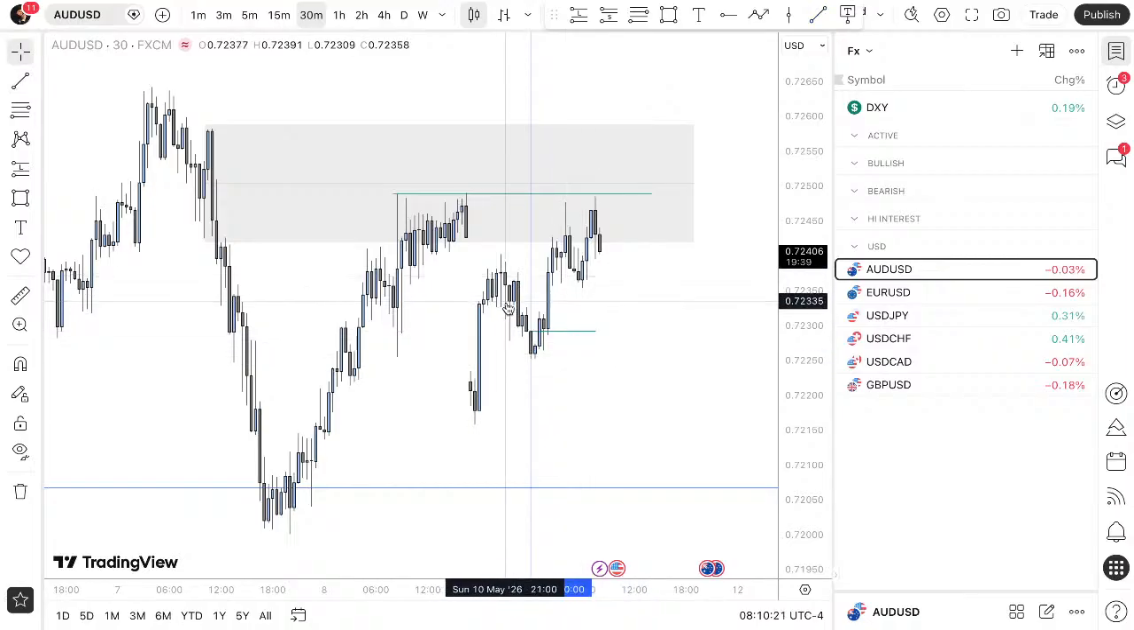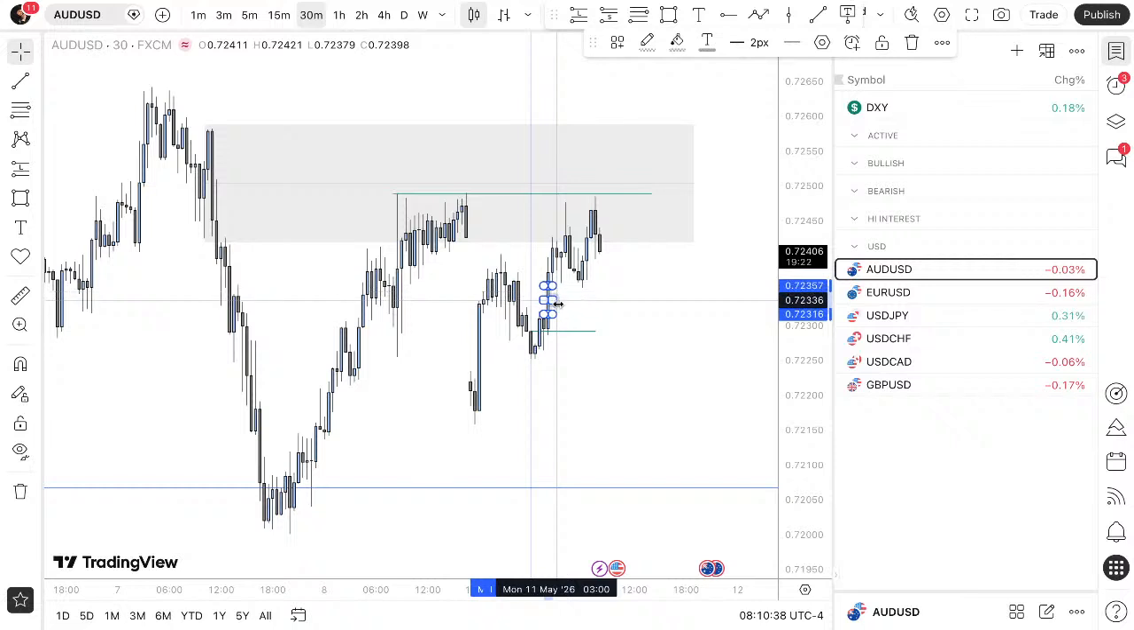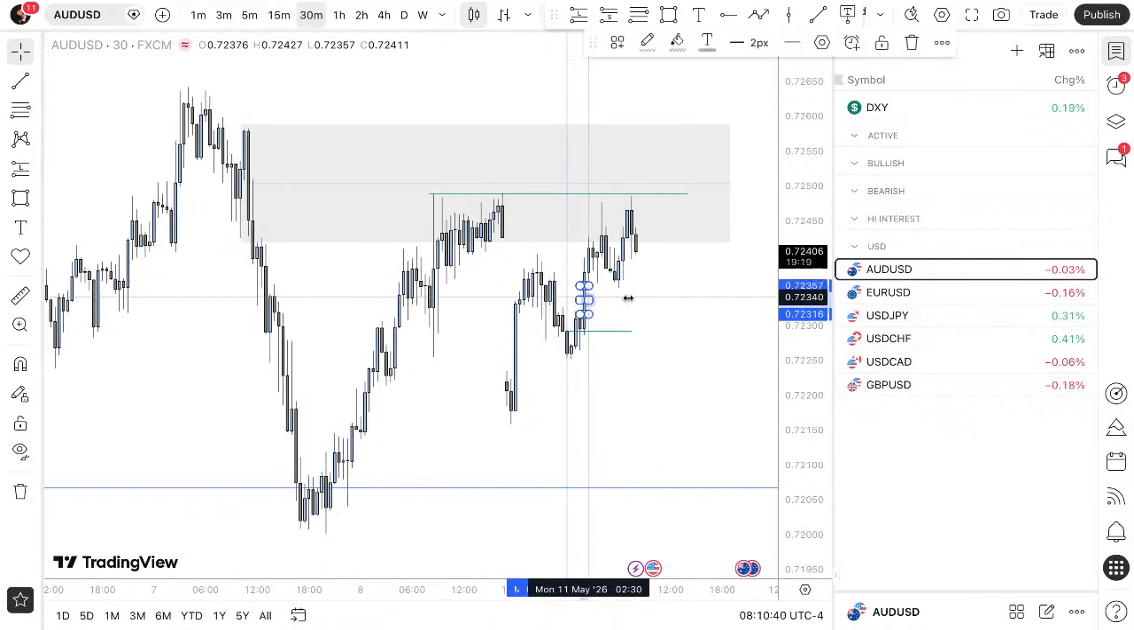What does this do? It lines up perfectly with the idea of the power 3. We have that push to the downside, which is the manipulation. We then break this high over here, creating the fair value gap. Ideally, would have liked for price to come back down here before we would enter. So technically, we could have got in around 10 a.m. This move kind of played out. We had that pullback, and then we could have zoomed in to get a clean entry.